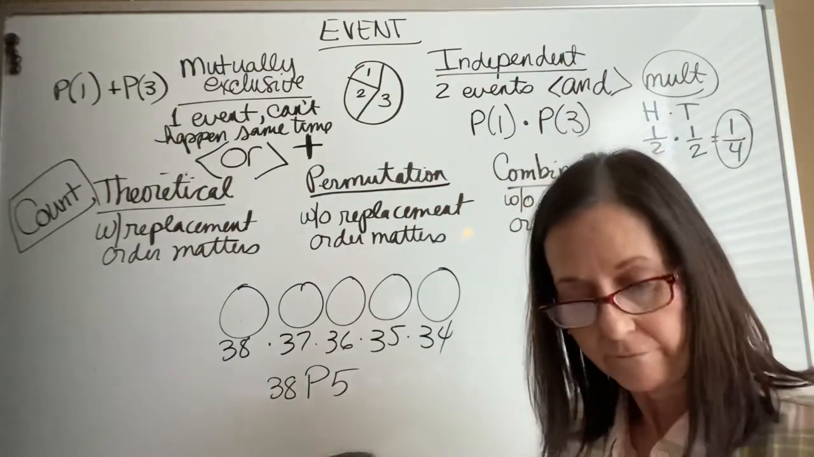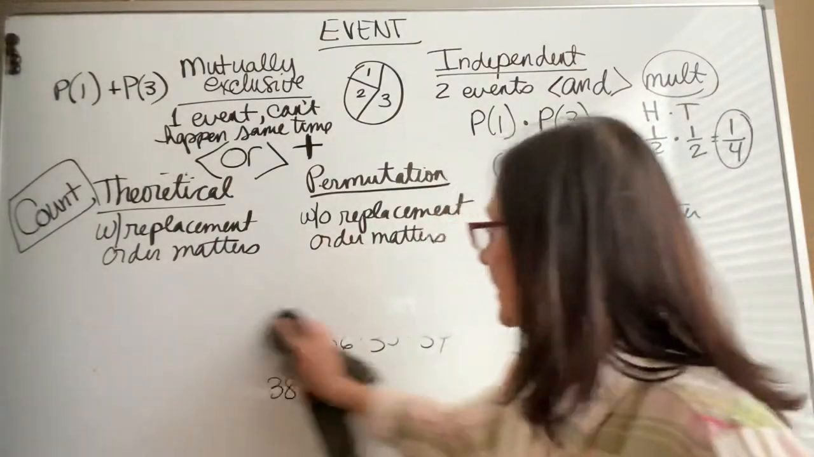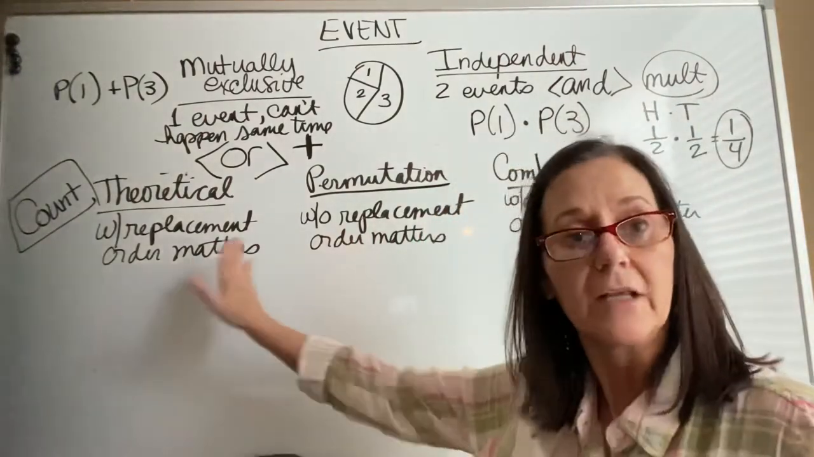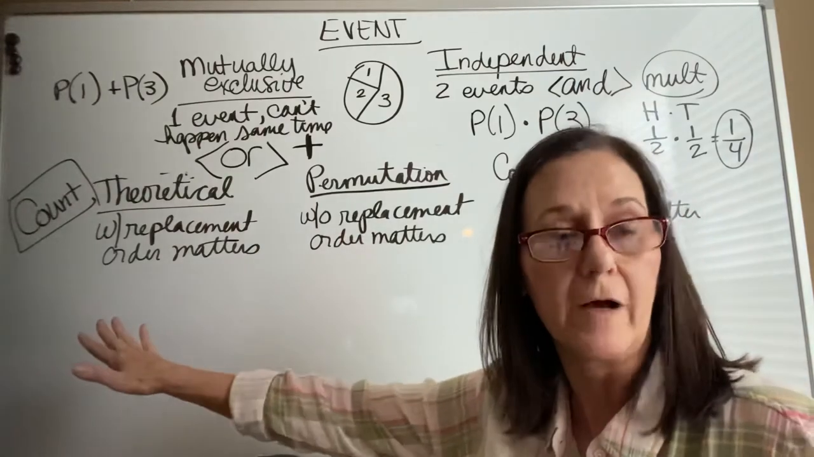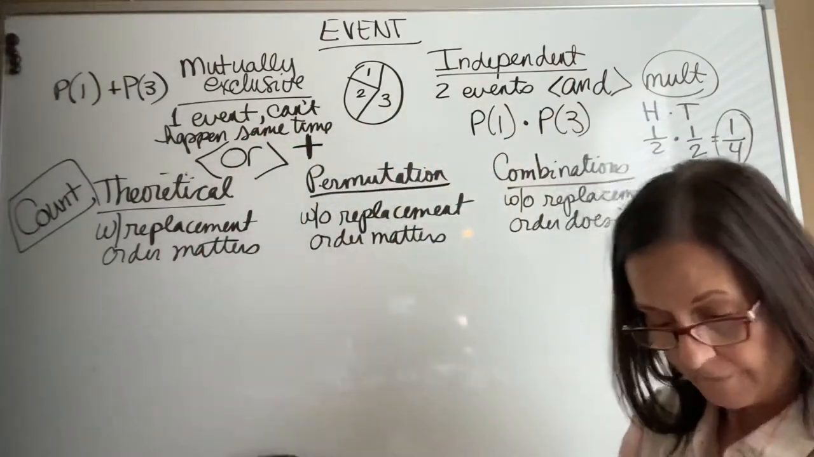Page 472, 116.6. Now we actually have events. Here we were just calculating the total possible outcomes. Now we're actually going to have events. Okay? All right.